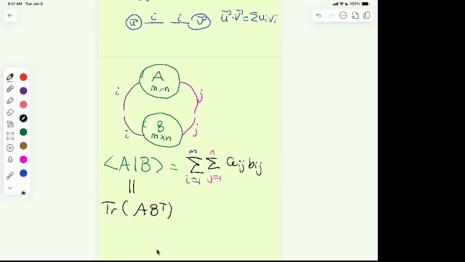In general, you could also just join their indices. It's a massive contraction. And this is sometimes called the Frobenius inner product, if I'm not mistaken.